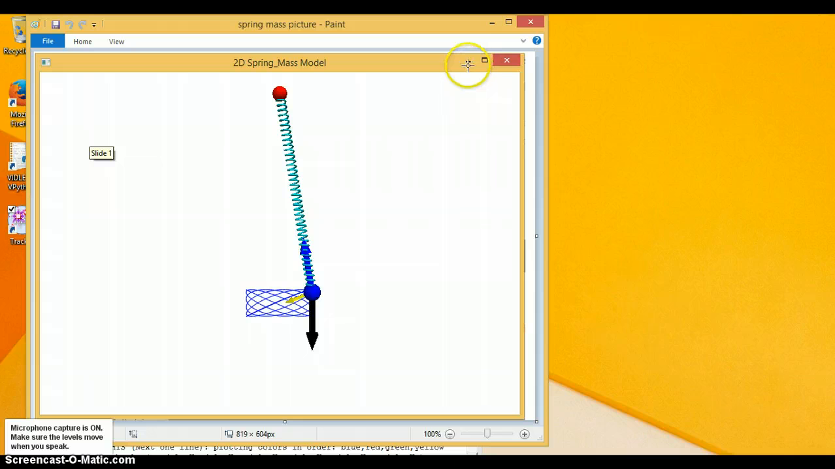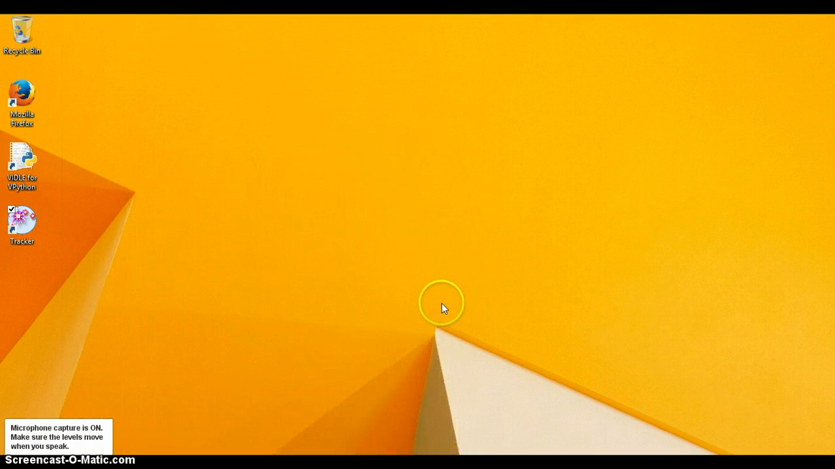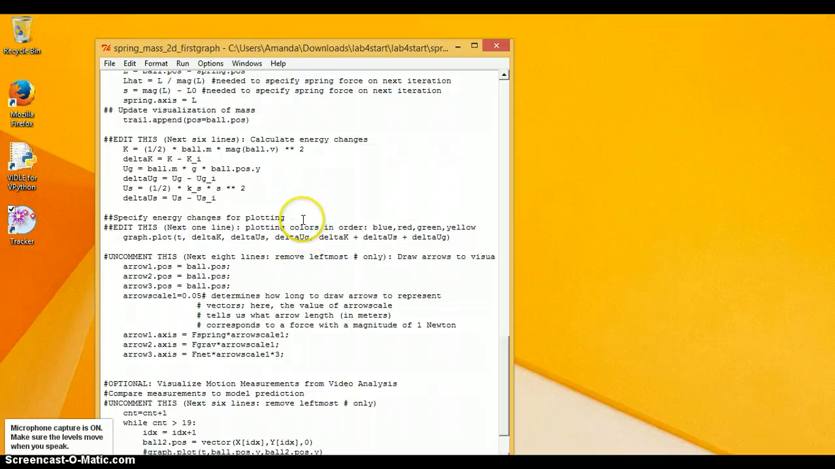For the next part of the analysis, I used the energy principle. For this analysis, the system was selected to be the mass, the spring, and the Earth. This meant that there were three different energies included in the system: the kinetic energy related to the motion, the potential energy related to the spring, and the potential energy related to gravitation. I calculated the initial values for each of those energies and then calculated the changes in each of the energies as the system's motion continued.